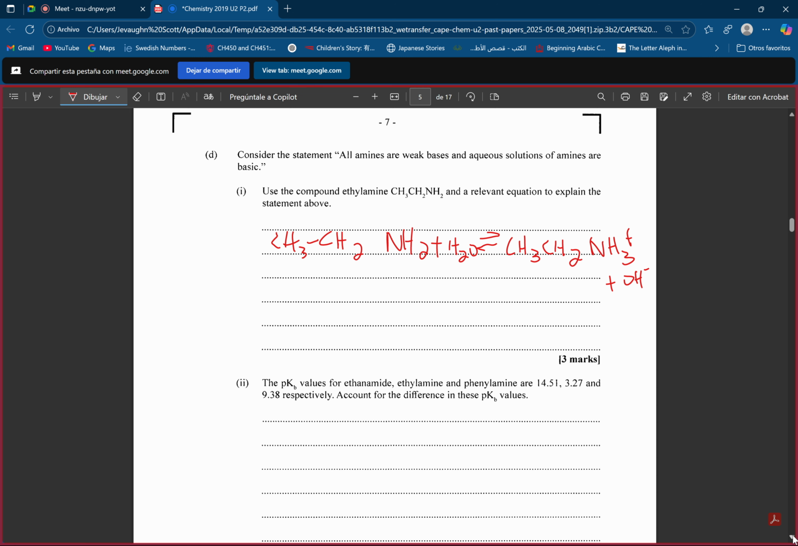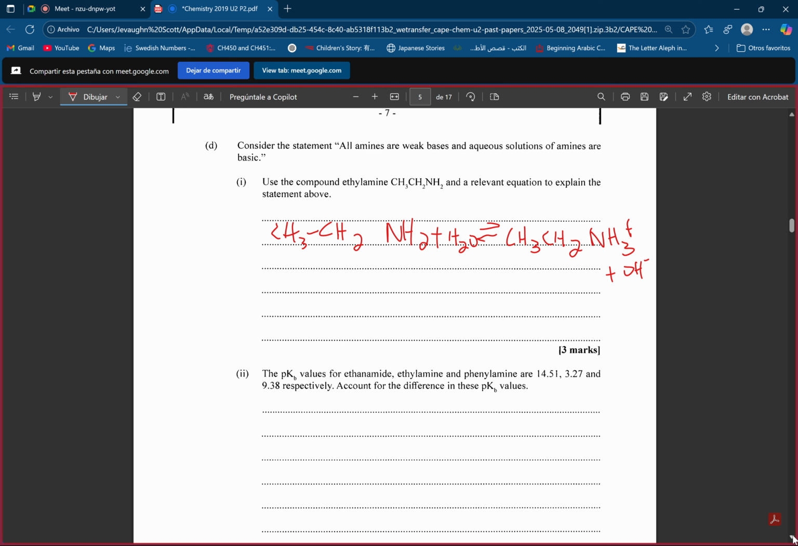You must be able to explain those things. The nitrogen has a lone pair of electrons, right? It can donate that pair of electrons, i.e. it's a Lewis base. Or it can accept a proton, i.e. it's a Bronsted-Lowry base, right? We're looking at stuff like that. Must be able to explain it.